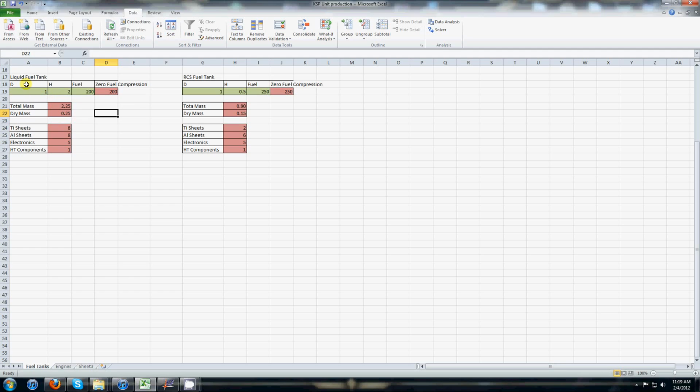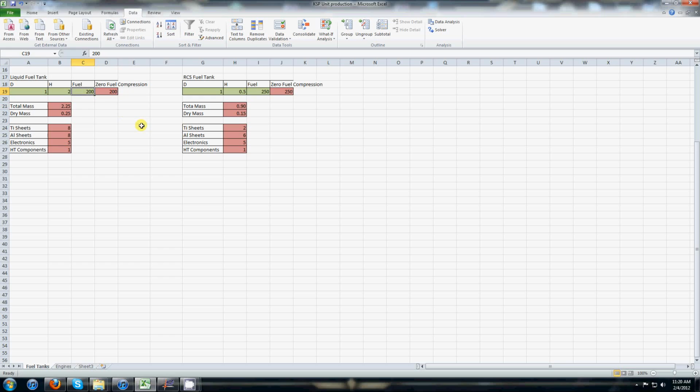Say, for example, you have a liquid fuel tank with a diameter of 1 and a height of 2. It can have a fuel amount of up to 200. I derived this based on a number of models, volume, and all that jazz. However, you can add a compression. This is zero fuel compression, which is just how much you can throw in there without paying a penalty.